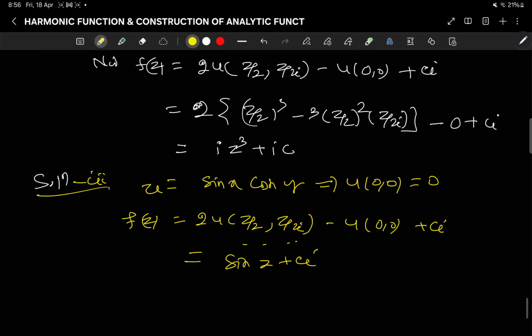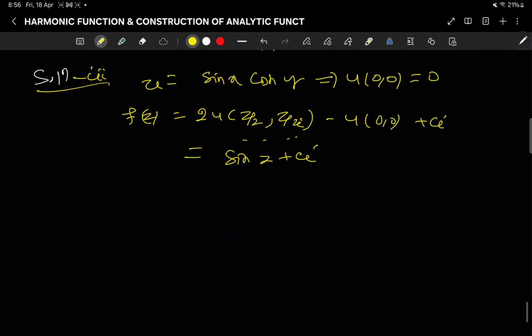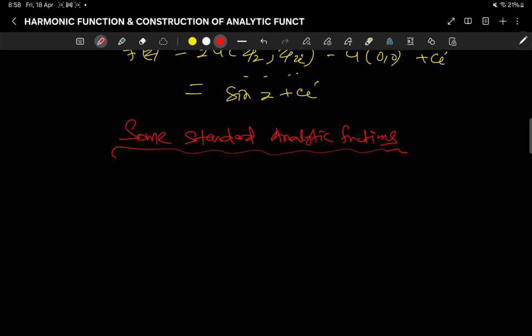Now let us see some standard analytic functions. Suppose ln z is equal to ln(r e^{iθ}), which is ln r plus ln e^{iθ}.